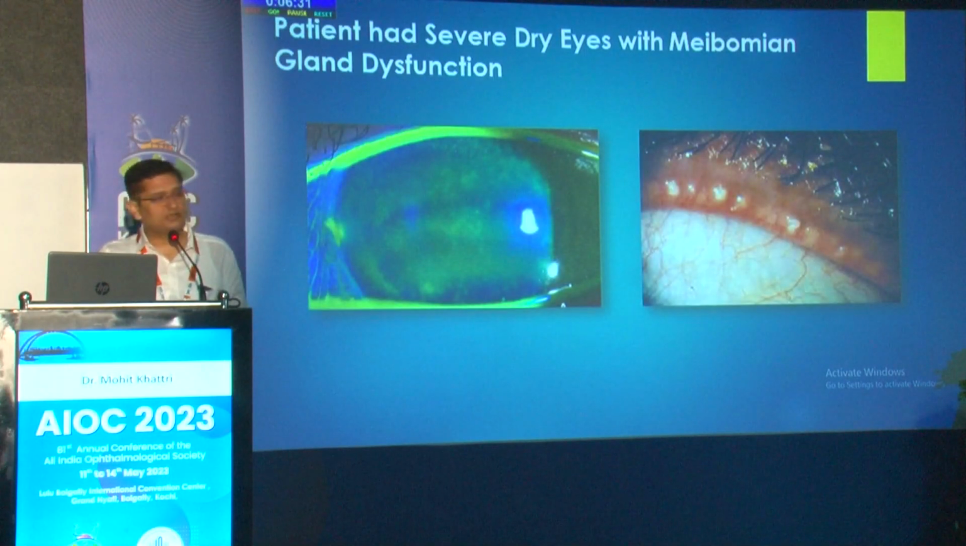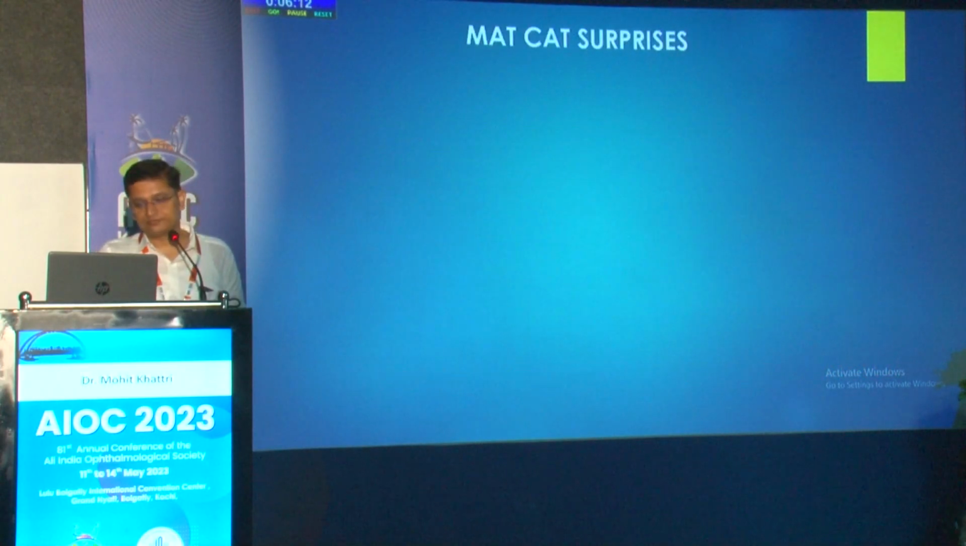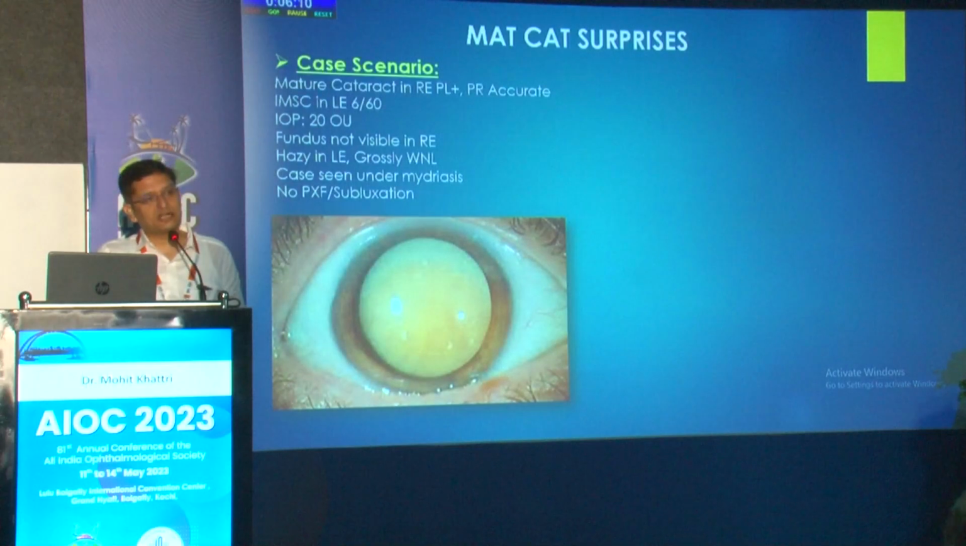See the staining, see the meibomian glands. I never managed it beforehand, but ideally, if you have dry eye or meibomian gland dysfunction, never be in a hurry to have the patient operated. Try to treat it first, maybe a week or two, keep postponing for some reasons, and then take up the patient for surgery. Mature cataract can give surprises.